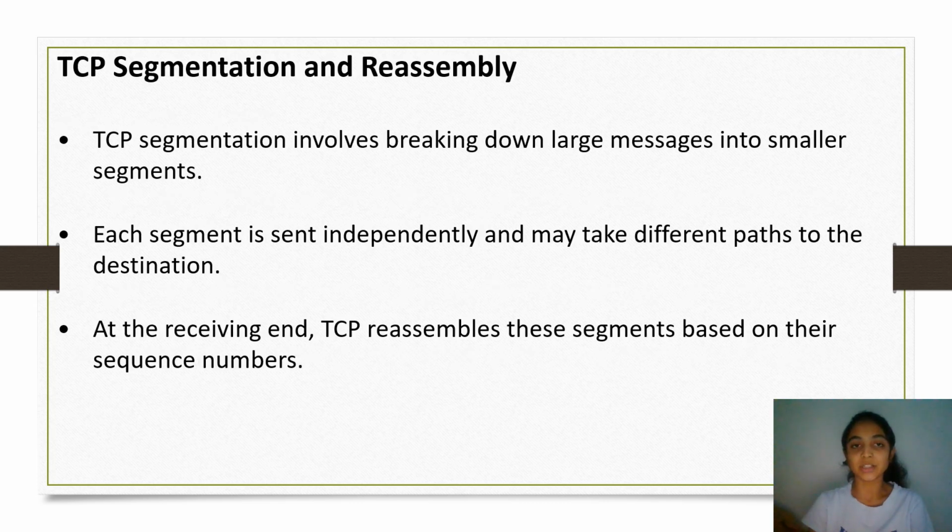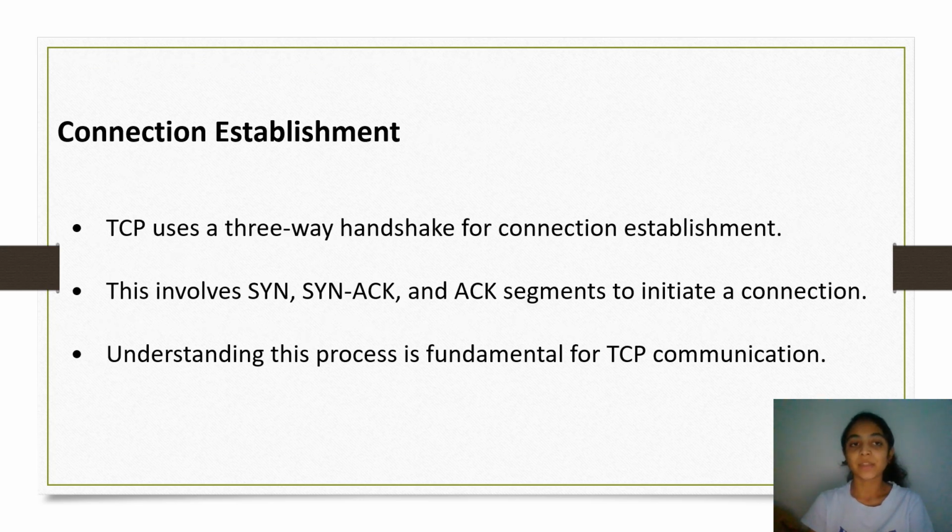TCP segmentation and reassembly. TCP segmentation involves breaking down large messages into smaller segments. Each segment is sent independently and may take different paths to the destination. At the receiving end, TCP reassembles these segments based on their sequence numbers.